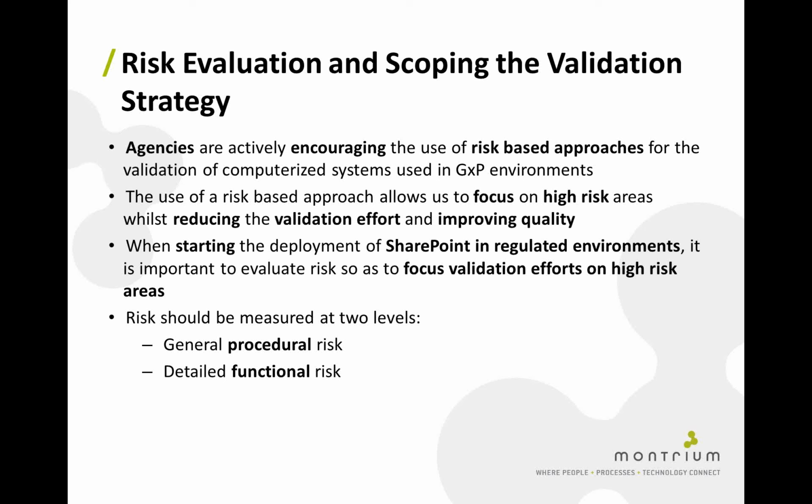Once we've done our high-level procedural risk assessment and we've worked out which processes we're going to be managing in the system and which ones we feel present sufficient risk to actually qualify or validate, we'll then do a detailed functional risk assessment where we're really looking at the requirements that we'll have defined for those processes, and we'll then identify different aspects of those processes which are considered high risk or medium risk.